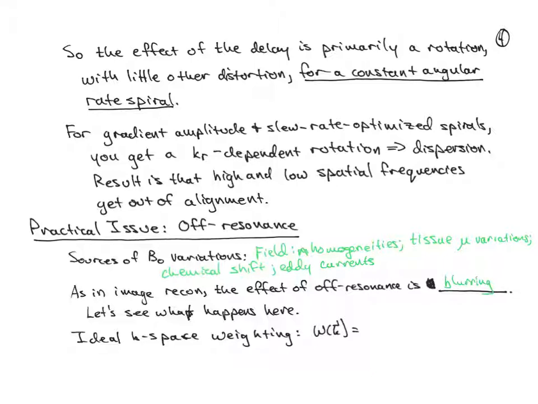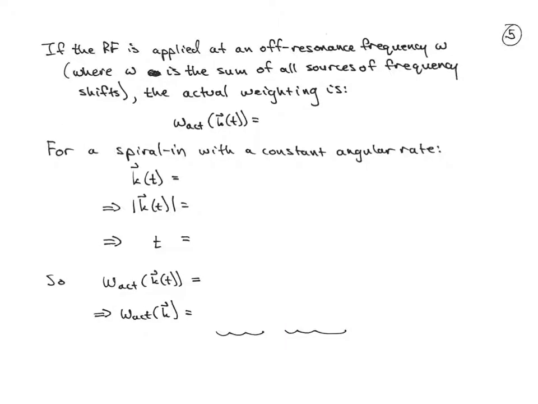So let's see what happens here. The ideal k-space weighting function, W of k, is equal to B1 of t divided by the speed with which we move through the k-space, k prime of t. And if the RF is applied at an off-resonance frequency of omega, where omega is the sum of all the sources of the frequency shifts, the actual weighting that we get is B1 of t divided by k prime of t times e to the minus i omega t. So this is considering just one spatial location with an off-resonance omega.